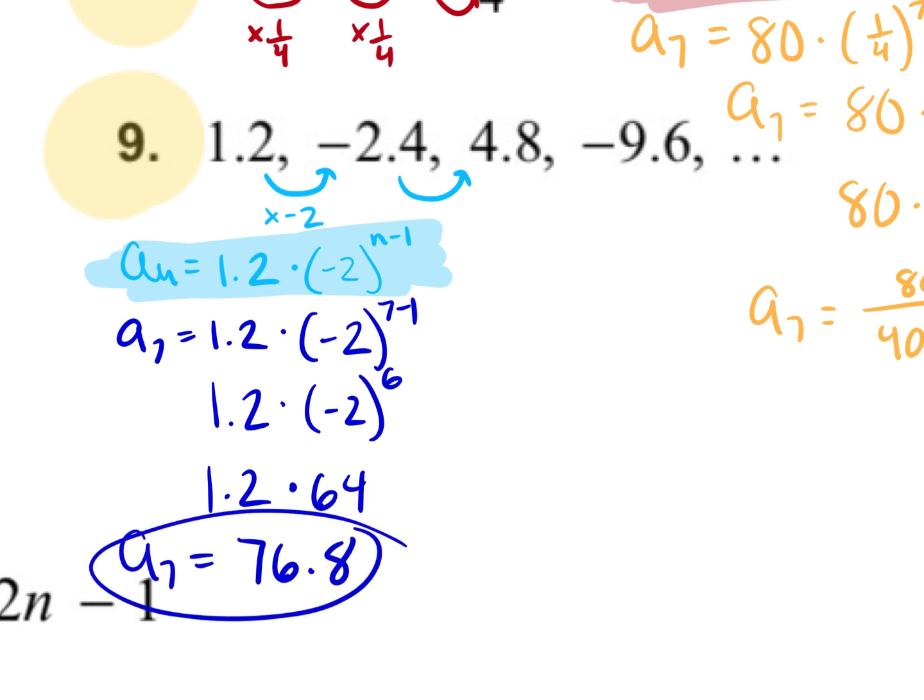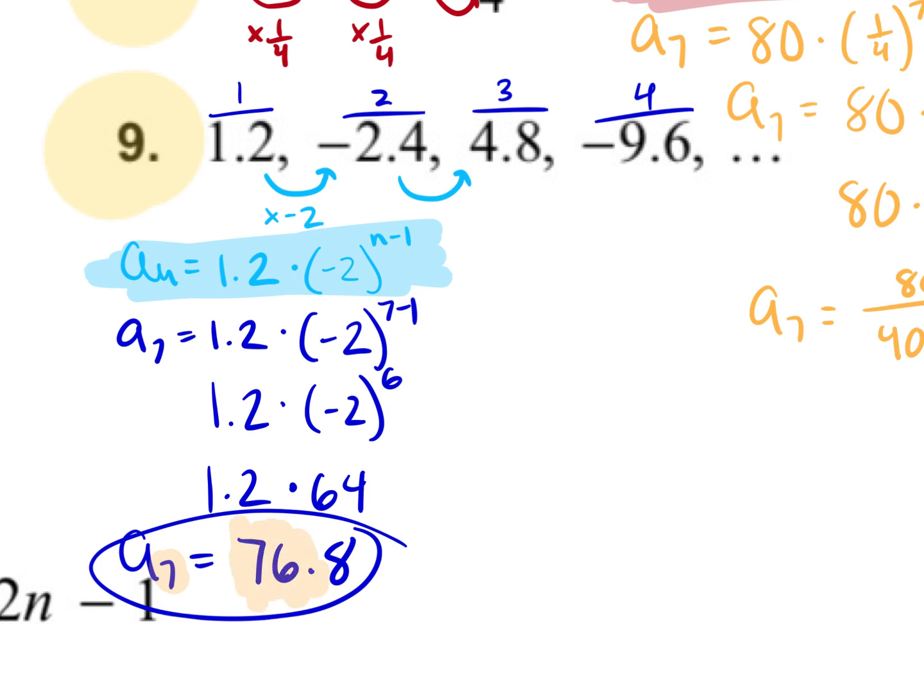You can always check the signs. Notice how our first term is positive, second term is negative, third is positive, fourth is negative. What do you think our 5th term would be? Positive or negative? Positive, because it alternates. So all of our odd terms are positive. So if we're looking for the 7th term, it's also going to be positive. 7's an odd number, so it would also be positive.